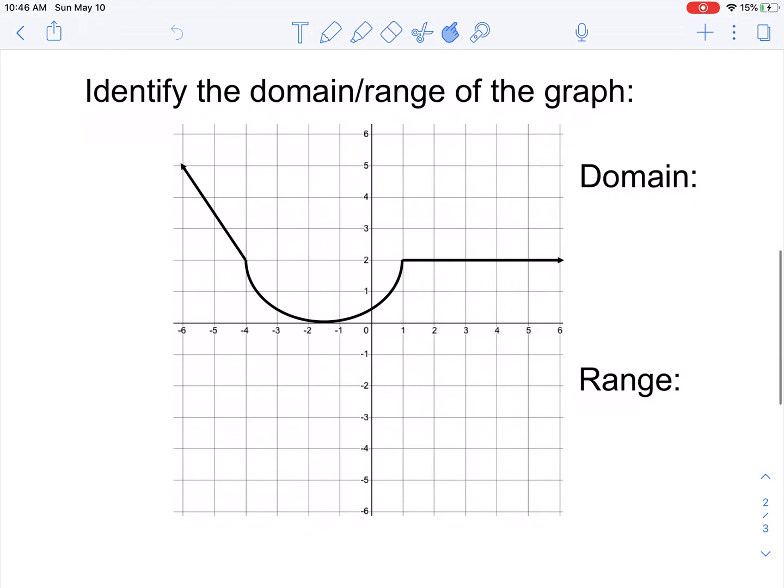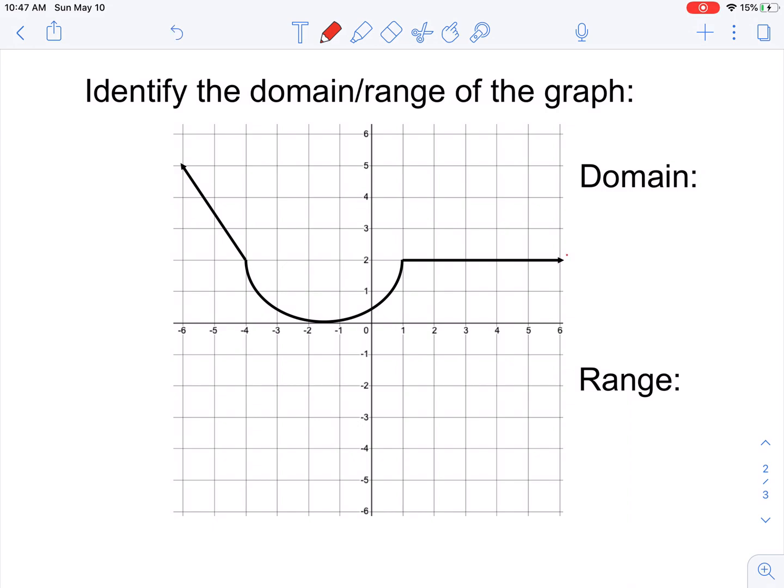All right, so if I have just some generic function drawn here, like something like this, I'm asked to identify the domain and range. Remember, the domain is the possible x values. It's the values going left and right. Range is the possible y values. That's going up and down. And so looking at this particular graph, I have an arrow going on the left side going forever. I've got an arrow over here on the right side going forever.